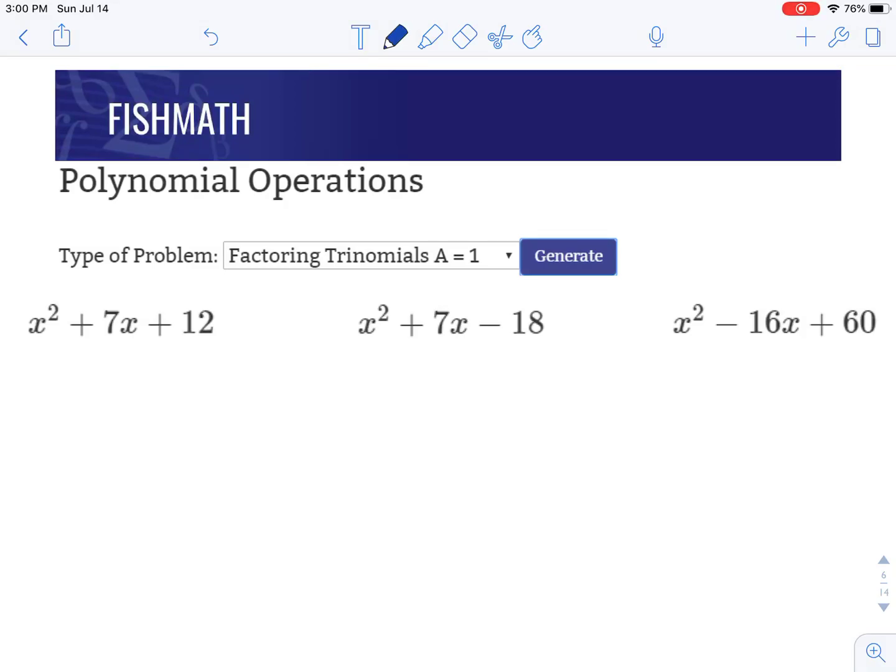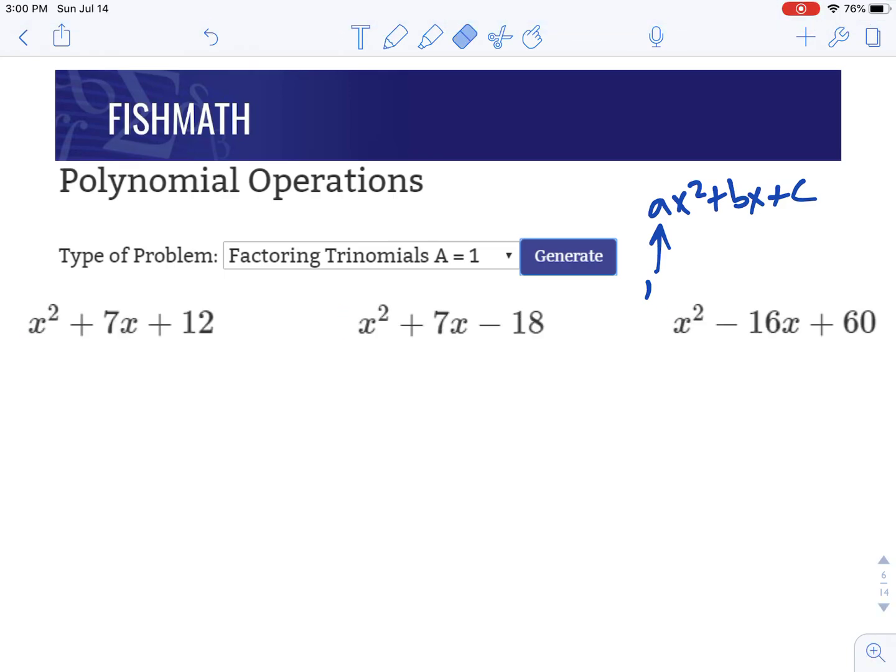Hi everyone, we're going to look at how to do factoring of trinomials where a equals 1. What that means is of the form ax squared plus bx plus c, the leading coefficient of a is always going to be 1 for these examples that we're going to see in this video. So you'll see here x squared in all of them, which is really just 1x squared. That's why it's of this type.